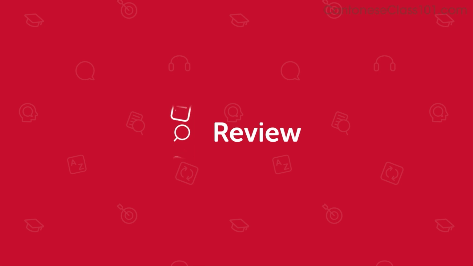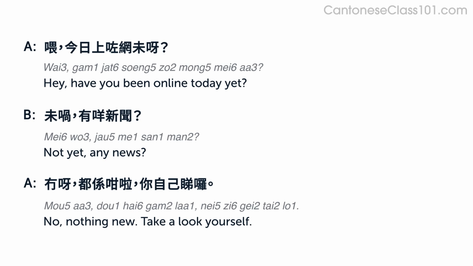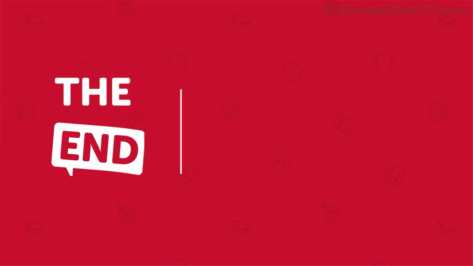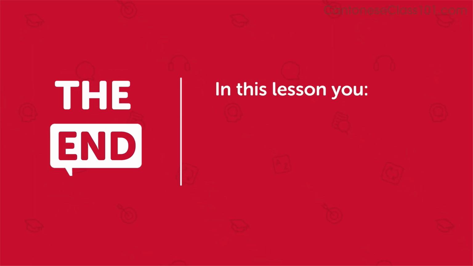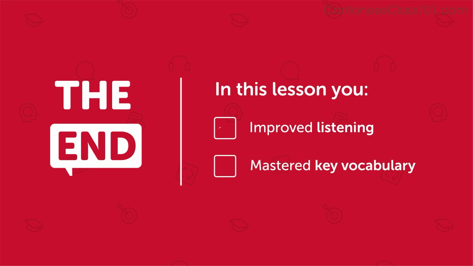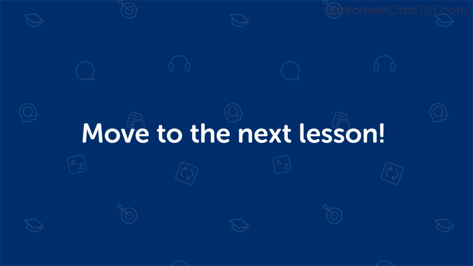Finally, let's review the dialogue again. See if you can understand more this time. 喂，今日上咗網未啊？ 未喎，有咩新聞？ 冇啊，都係咁啦，你自己睇咯。 This is the end of the lesson. In this lesson, you improved your listening and mastered key vocabulary for everyday life conversation. Keep practicing and move on to the next lesson.